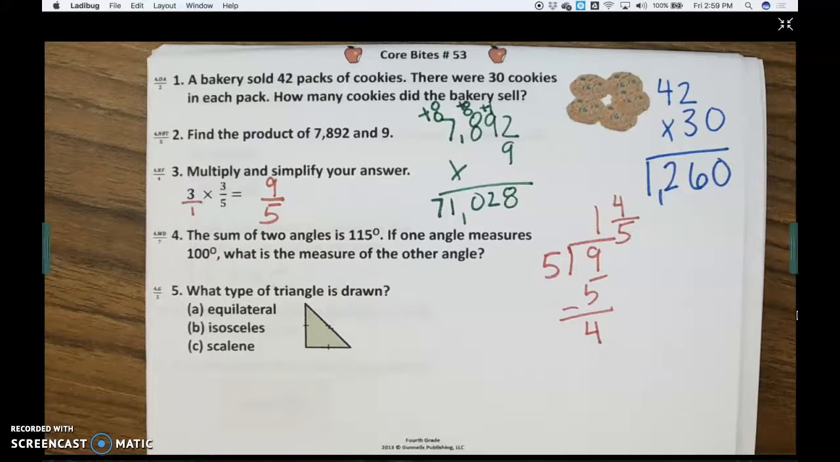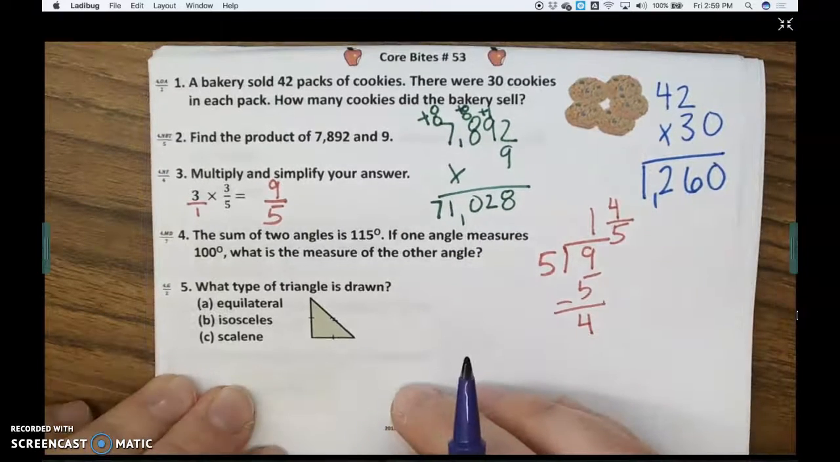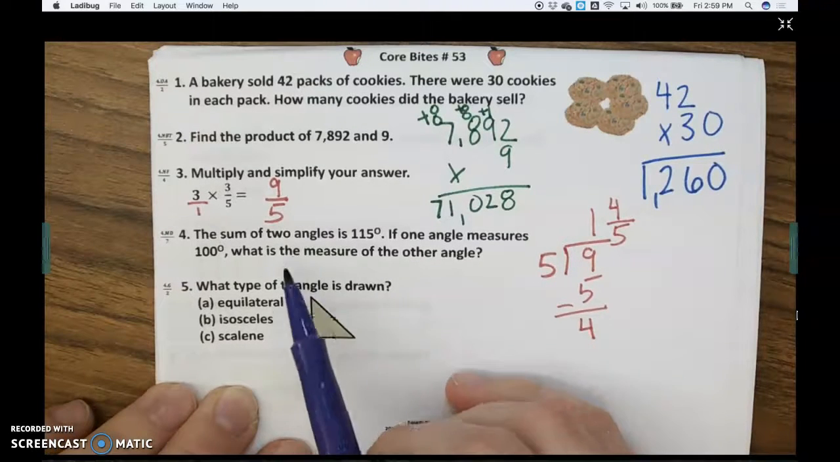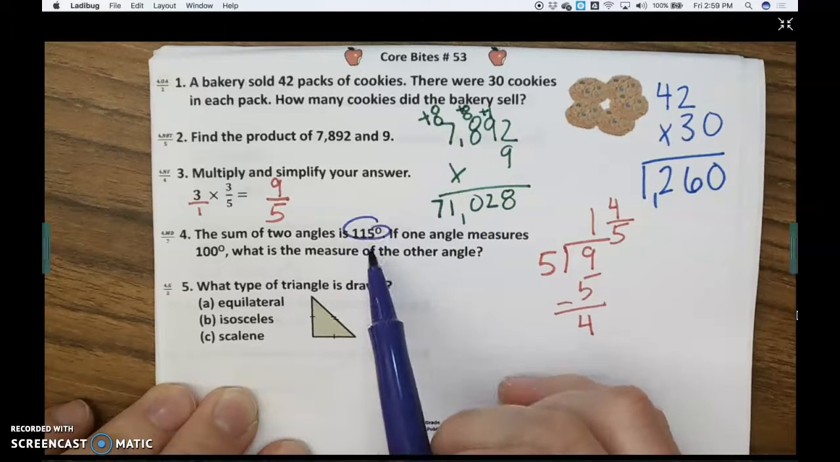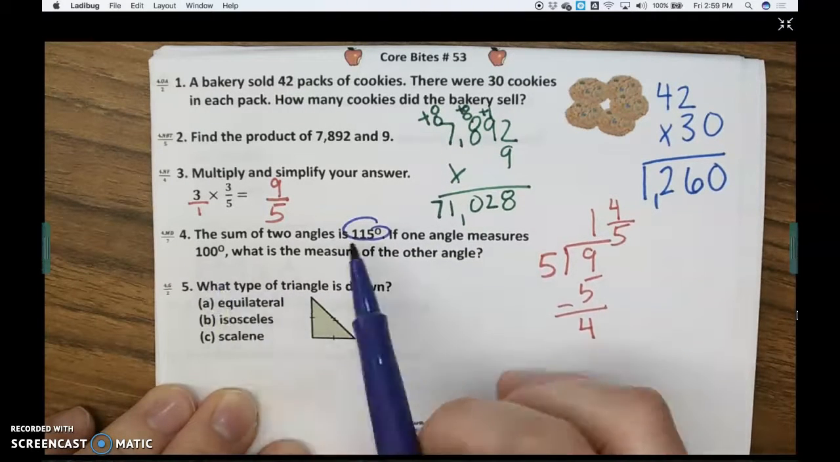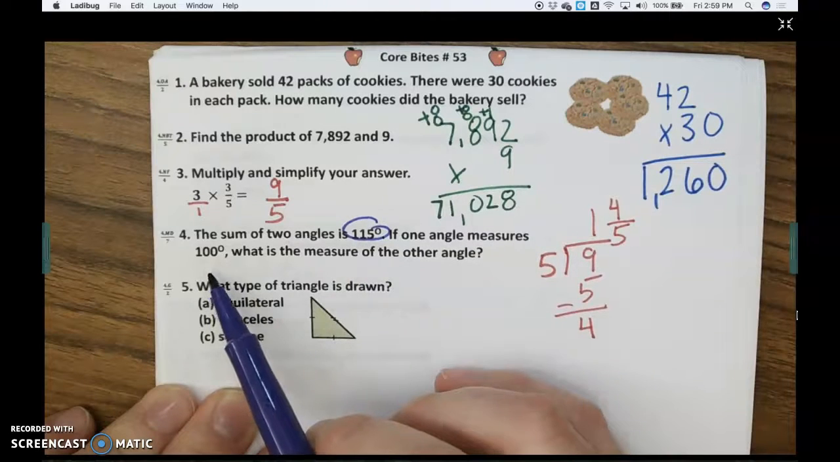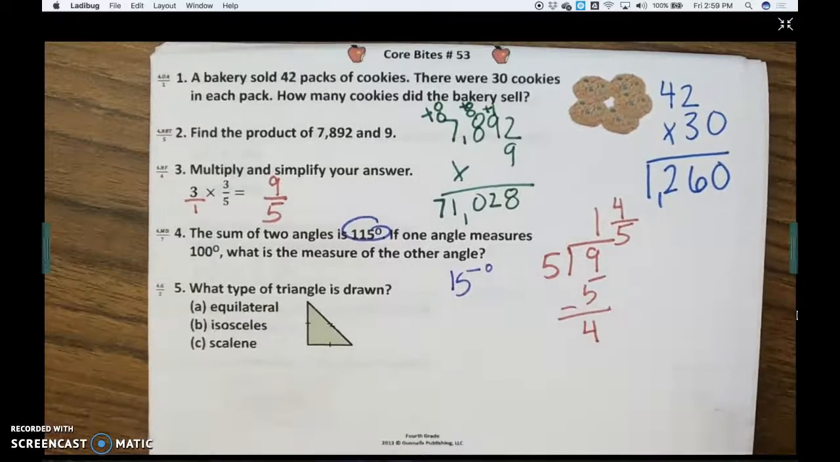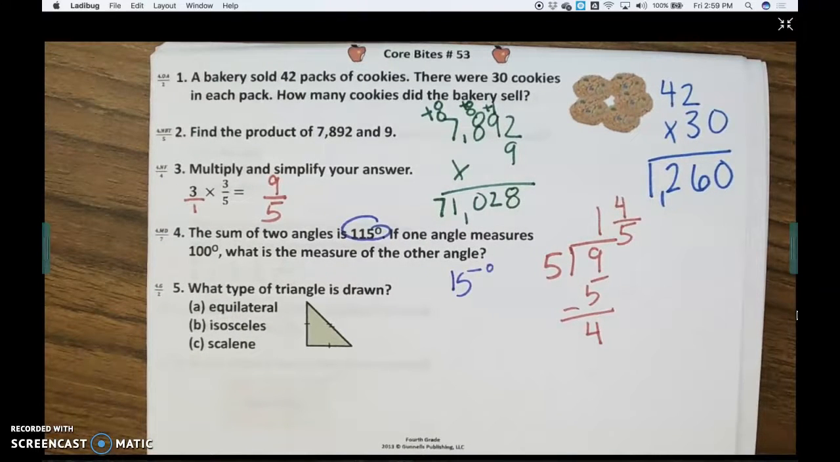And then for number 4, the sum of 2 angles is 115 degrees. If one angle measures 100 degrees, what is the measure of the other angle? Okay, so if you add them all together, you get 115. You already know 1 is 100, so 115 minus 100 gives you 15. And of course, it's in degrees because you're talking about angles. Okay, not temperature, angles. They're different.